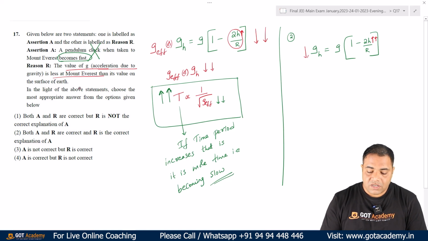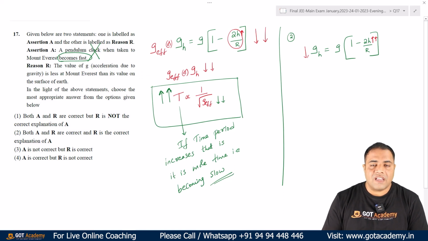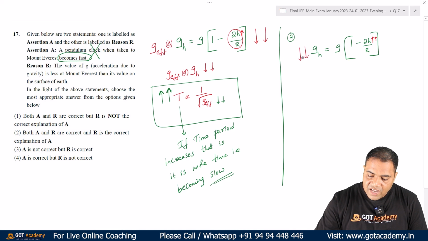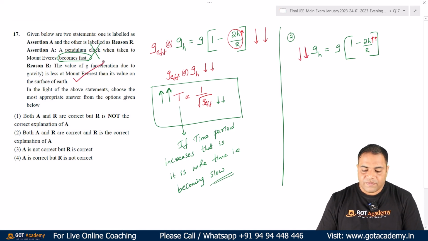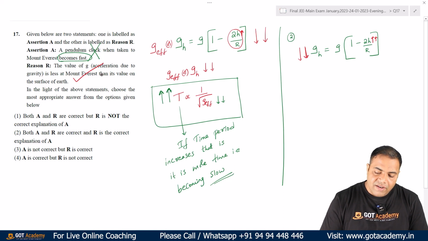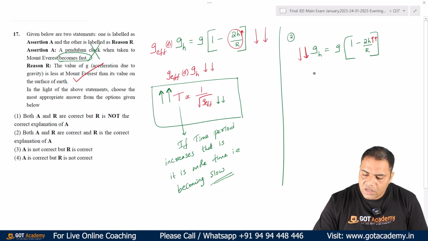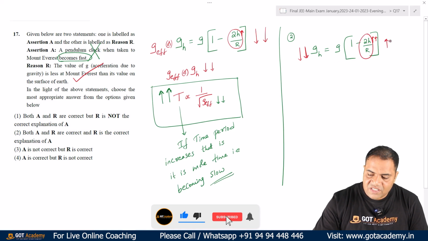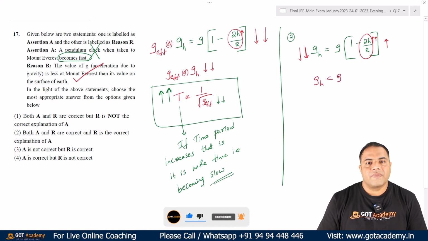Is it matching or not? Mount Everest is nothing but at some height, large height. He is saying that G has been reduced. Okay, clear? Yes, this G has been reduced. So we can say that this reason is correct. Less at Mount Everest than its value on the surface of Earth, right? On surface of Earth, the value of G is G only. Clear? So this G, since this negative value is increasing, what happens? This GH is reduced. So GH is less than G.